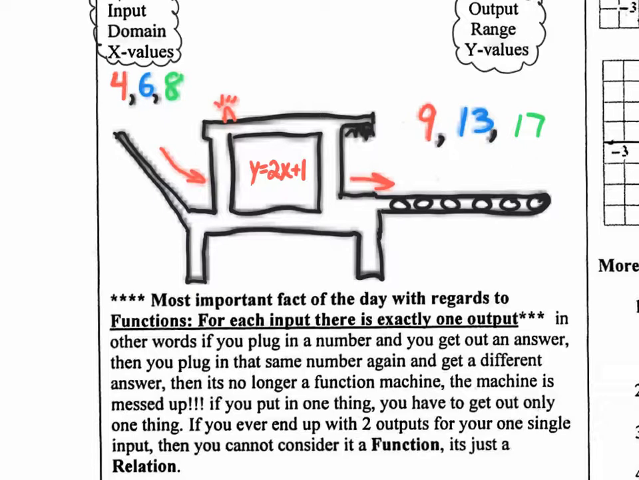Now, what if I were to plug in a 4 again and get out a 15? Then this machine's broken. Then it's no longer a function machine. It's just some type of relation. Make sense? I always use the analogy, kind of like if you have a tortilla machine, you plug in some dough, you get out a tortilla. Plug in some dough, get out a tortilla. That's a machine that works, right? But what if one day you turn on this machine, you plug in some dough, you get out a tortilla, you plug in some dough, you get out a donut? What the heck?